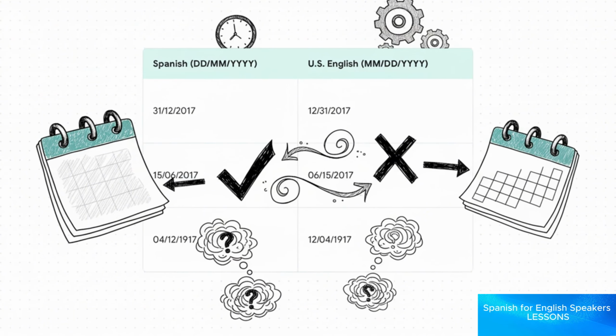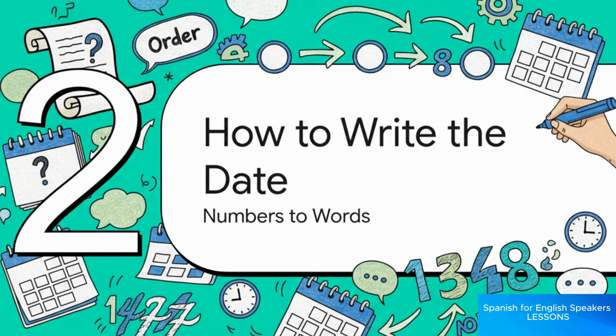Let's take that last example, 04/12/1917. Now in Spanish, that's clearly the 4th of December. But if you or I saw that in the States, we'd immediately think April 12th. See? The numbers are identical, but the order completely flips the meaning. This is why that one rule, day before month, is so critical. Okay, on to section 2, how to write the date.